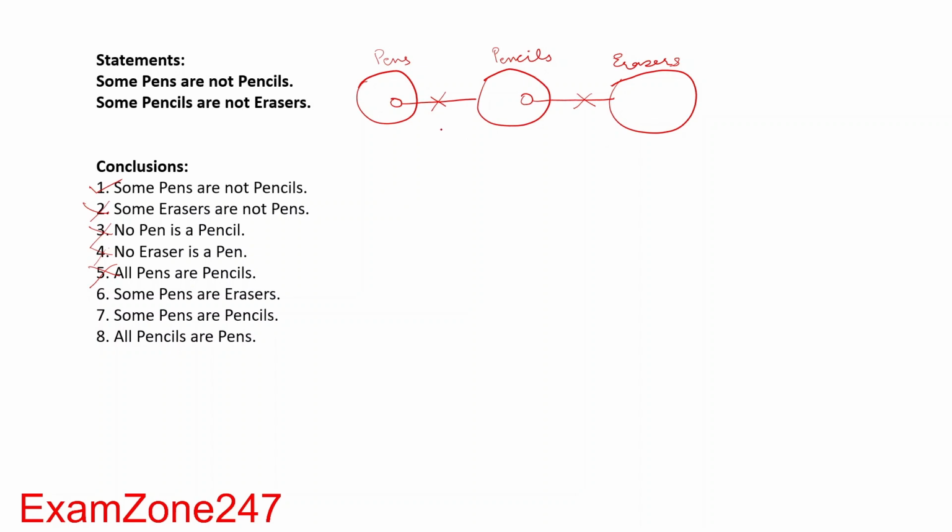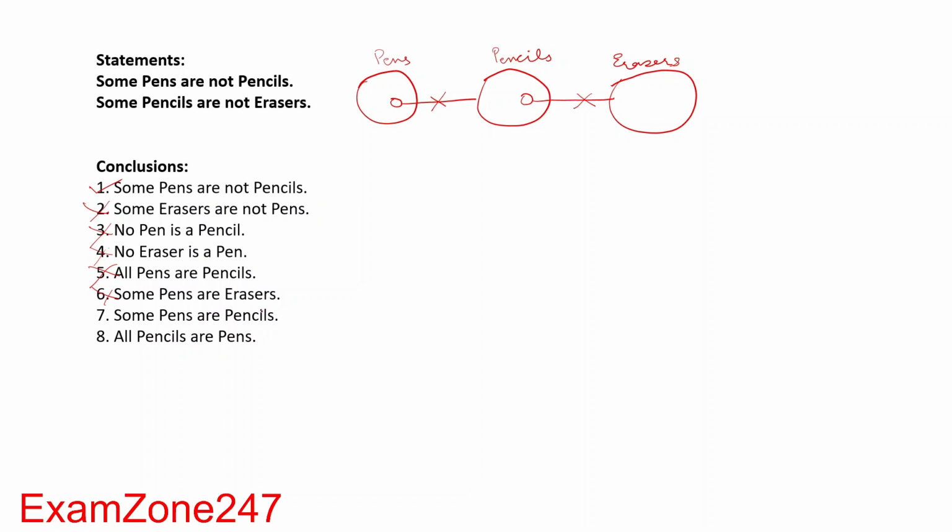Now I again repeat that there might be some students who will change the diagram and say, oh, let us consider an eraser here and make this statement true. No, always remember, don't change the diagram. When you first draw the diagram, that is it. You don't change the diagram according to the conclusions. So some pens are erasers is wrong, because there is no relation at all. When you encounter such statements, don't try to make any relation.